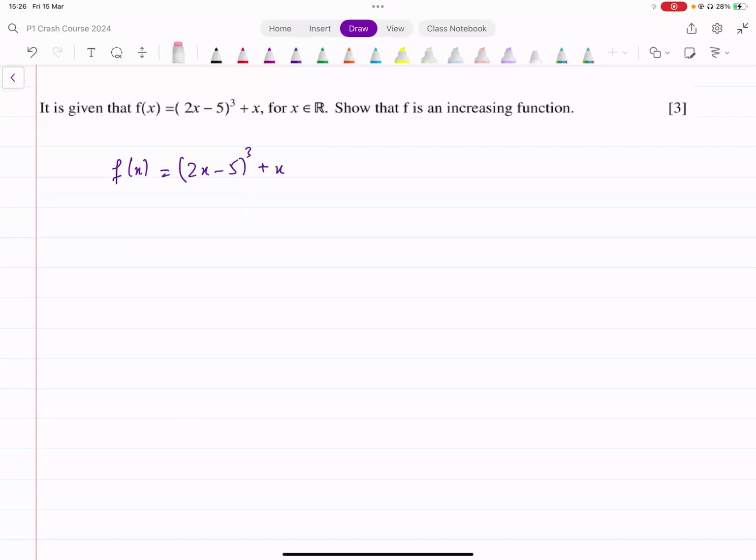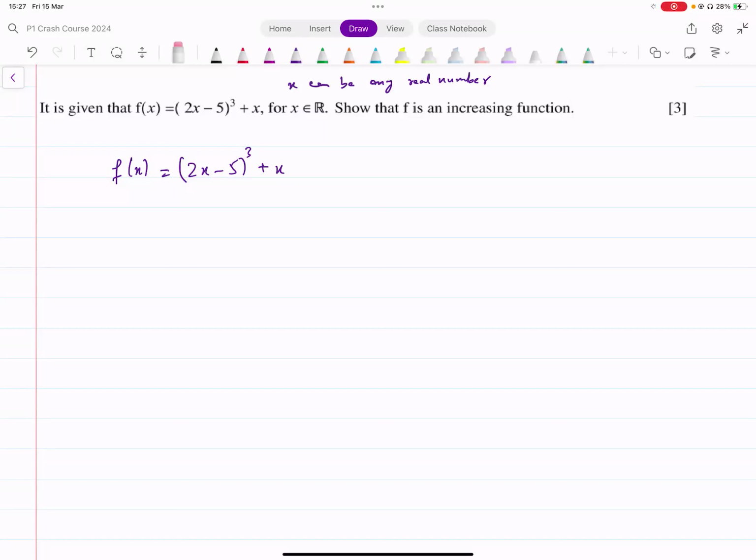Now, this basically means x can be any real number. So basically, there's no restriction on x. That's what it means. x could take any value. All right, that's what it says.